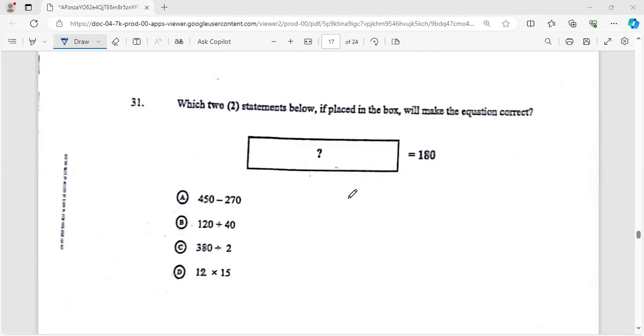All right, so let's begin. Which two statements below, if placed in the box, will make the equation correct?